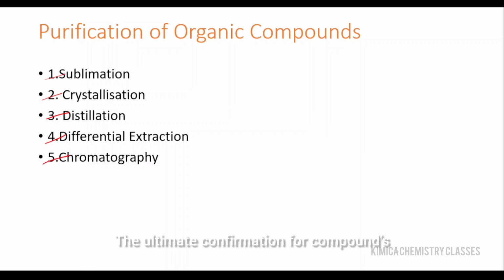The ultimate confirmation of a compound's purity is often determined by its sharp melting point or boiling point. Pure compounds exhibit a distinct narrow range for these physical properties, unlike impure substances, which show a broader range and elevations in their points. First one is sublimation.